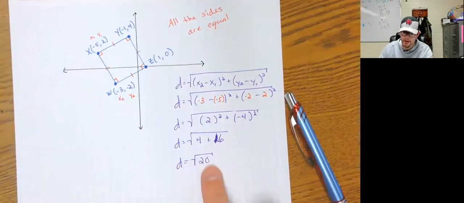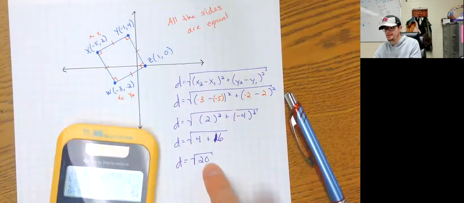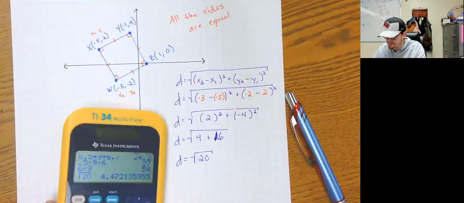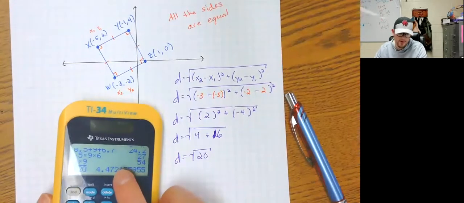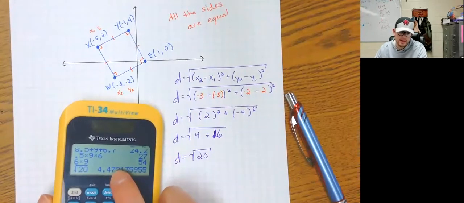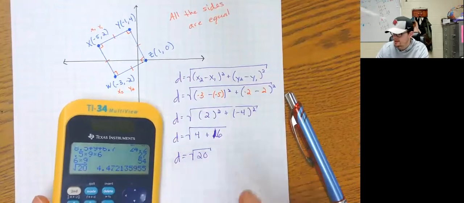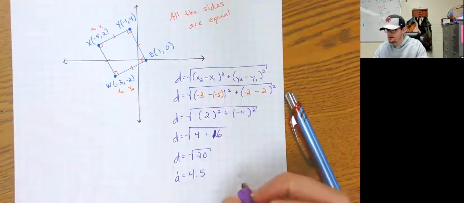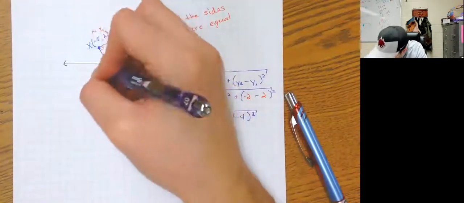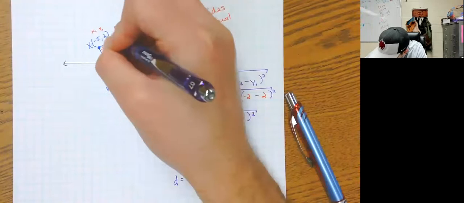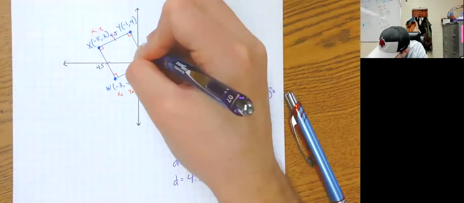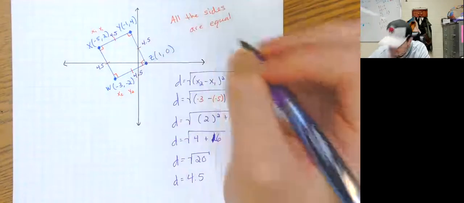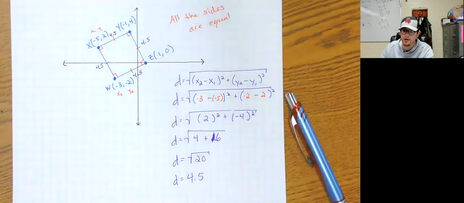Now there's no square root of 20, so we need to simplify, or I shouldn't say simplify, we need to round this. So we're going to get the square root of 20, which is 4.47. We're going to round to 1 decimal. So this 7 rounds the 4 up to 5. So we're going to get d equals 4.5. So again, if this side is 4.5, that means this side is 4.5, and this side is 4.5, and this side is 4.5. Because it's a square, all the sides are 4.5.